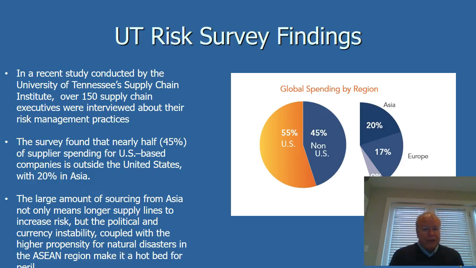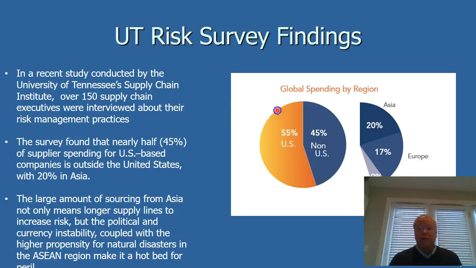So the University of Tennessee did a study not too long ago, and I'm going to share the results of it. And by not too long ago, I mean in the last 12 months. They looked at 150 supply chain executives and interviewed them about their risk management practices. And this is a very telling report. They found that for these 150 companies, and they were all different sizes, by the way, so they're not just all the Fortune 500 or whatever.